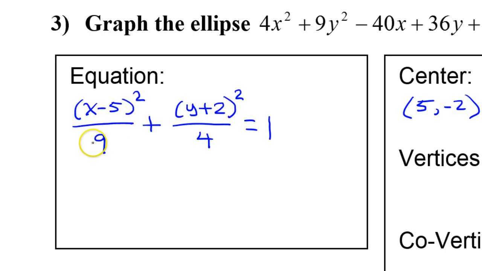For the vertices, I need to look at the larger denominator. Let's call this large denominator a squared, which means that a is equal to 3. We will use this 3 to get the vertices. Notice that a squared is in the denominator of the x squared term. The x direction, that's horizontal. So when I do my plus and minus 3, I'm going to do it horizontally.